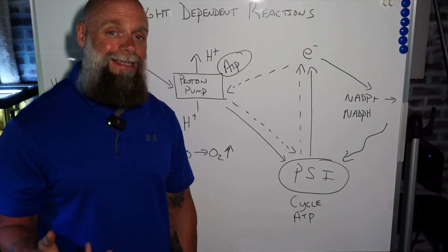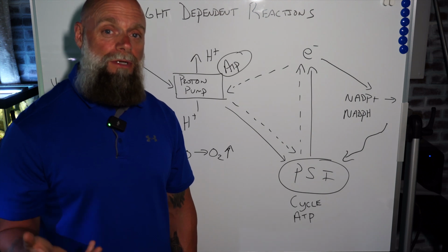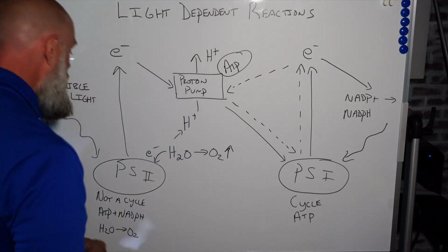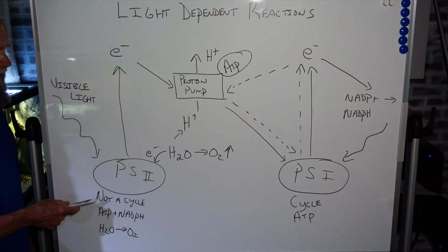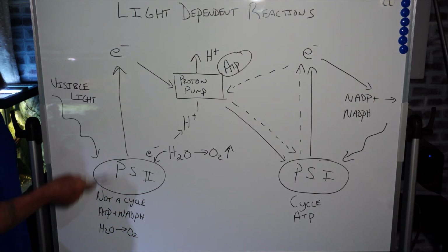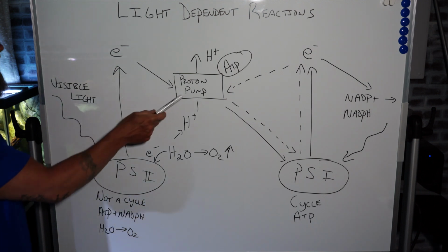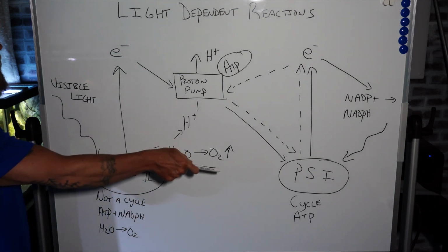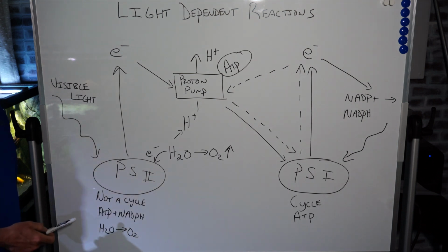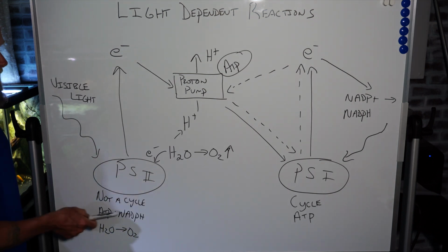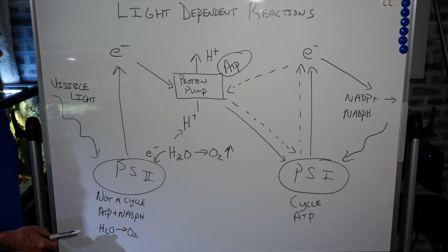So what can we say about photosystem 2? How is it different? Well, the first thing is it's not a cycle. The electrons never came back like they did in photosystem 1. So the electrons got excited, they made ATP. They went over to photosystem 1, got re-excited, and made NADPH. And so they're making ATP plus reducing power in the form of NADPH.